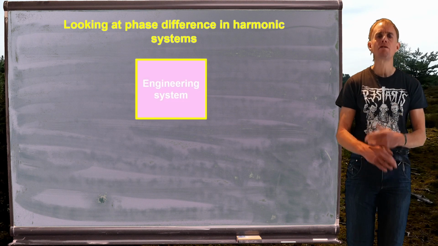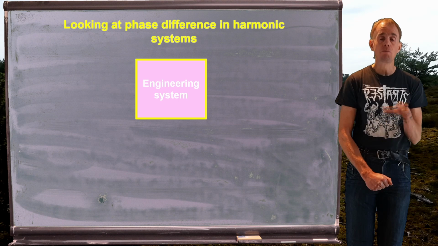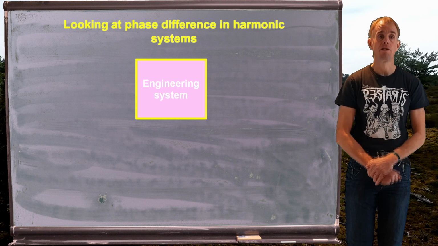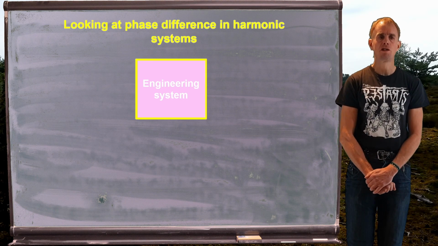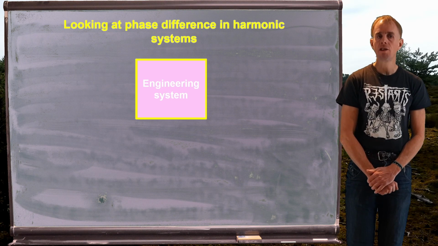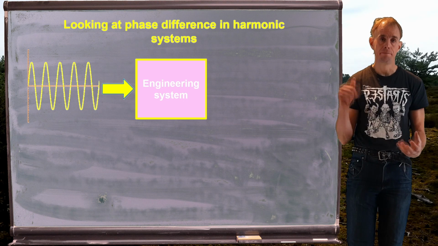So let me give you a generalized example of the sort of scenario we'll be looking at later, and then we'll move on to revise some basic properties of complex numbers. So here on the blackboard I've put a big pink box, which I'm just calling an engineering system of some sort. This engineering system has as input a sine wave, there in yellow.